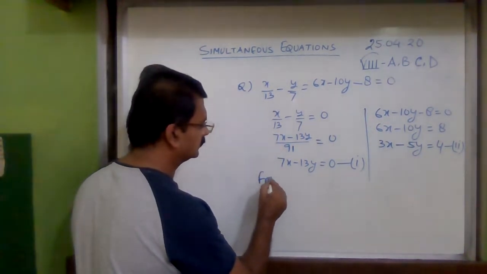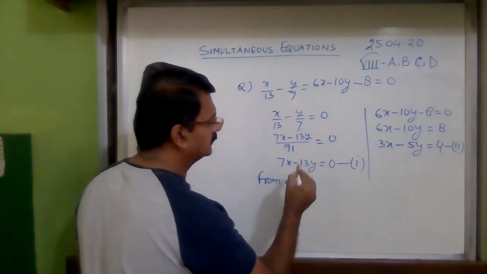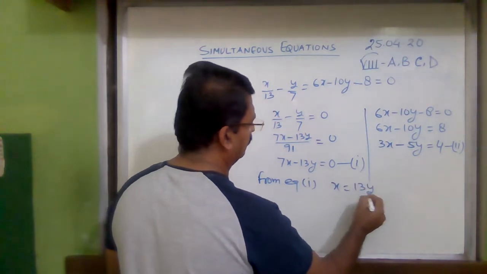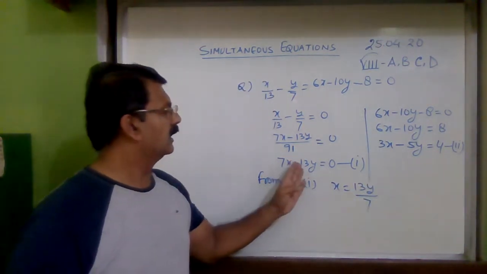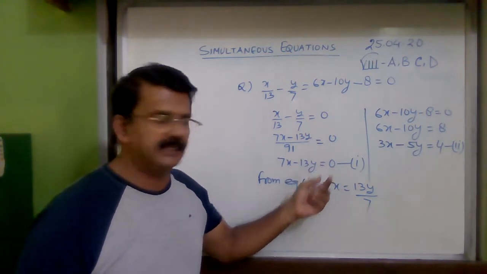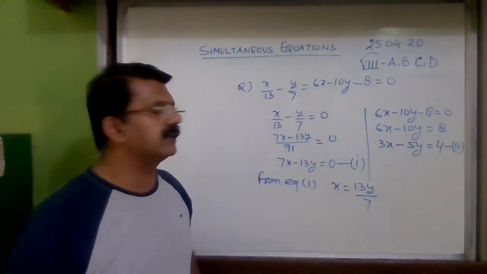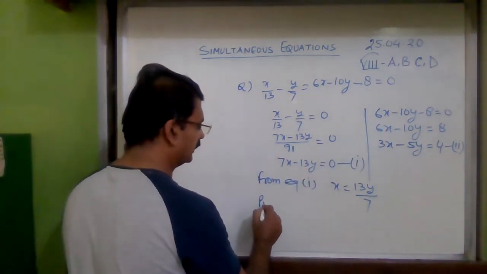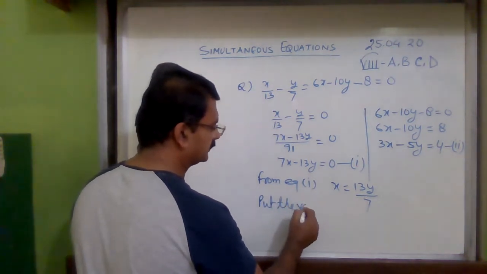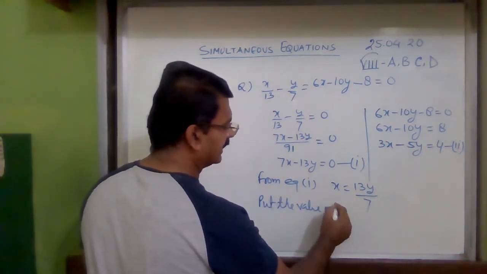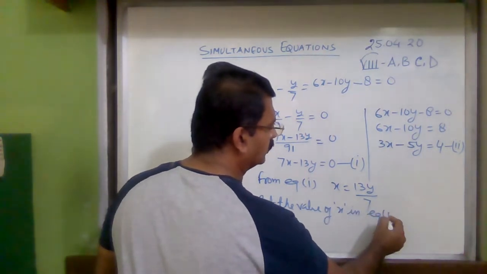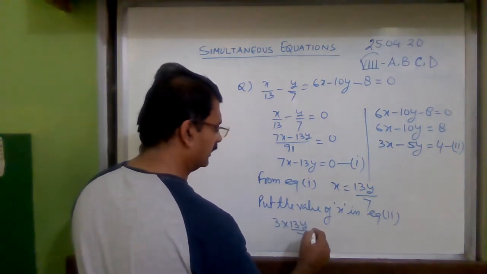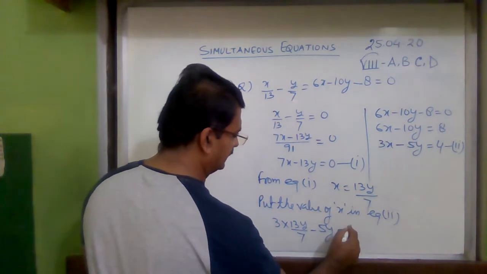From equation 1, x is equal to 13y by 7. I hope it is clear to all of you. Minus 13y when shifted to the other side becomes plus 13y upon 7. So x is equal to 13y by 7. Now we will put this value of x in equation number 2. Put the value of x in equation 2, means 3 into 13y by 7 minus 5y is equal to 4.